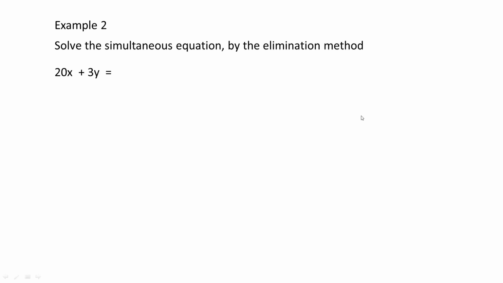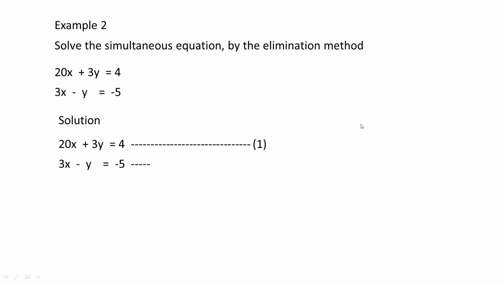Let's try another example. Let's call this example 2. Solve the simultaneous equations by the elimination method: 20x plus 3y equals 4, 3x minus y equals minus 5. Now the solution. Let 20x plus 3y equals 4 be equation 1, and 3x minus y equals minus 5 be equation 2. Multiply equation 2 by 3.